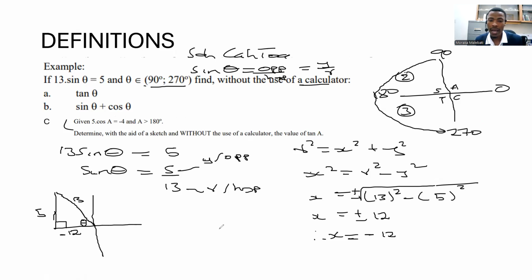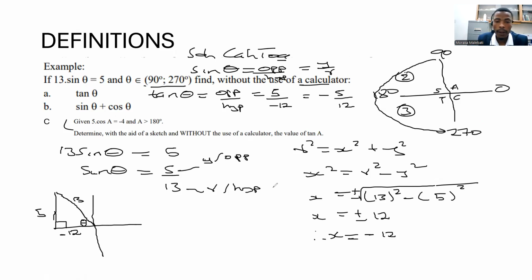Now we answer our question. We say tan theta. Tan is opposite over adjacent. The opposite of theta is 5, and the adjacent of that theta is minus 12. So this is minus 5 over 12. I hope it makes sense.